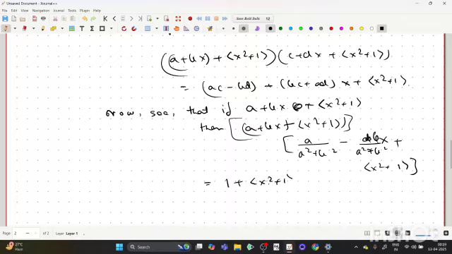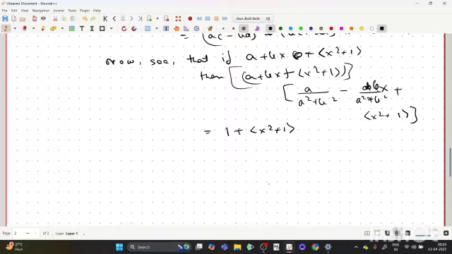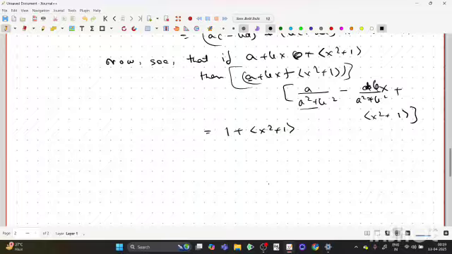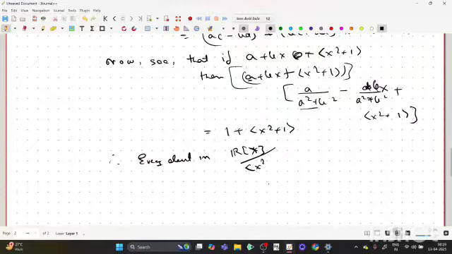So you will get AC minus BD, right? So you will get A times C minus B times D. So it will become 1, right? Getting my point? Another part will become 0. Therefore, every element in R[x] mod x square plus 1 is a unit, right? Every non-zero element is a unit. This means that this quotient ring is actually a field.